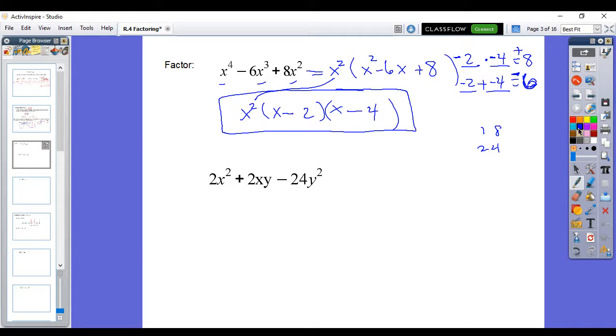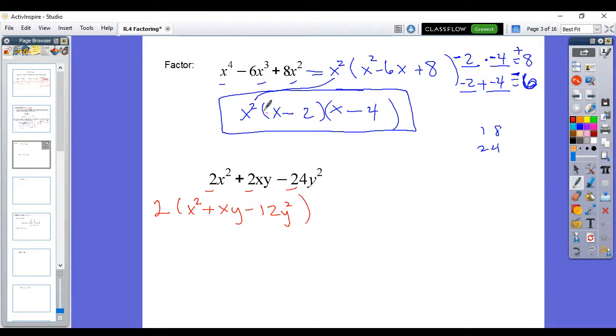Alright, so you guys go ahead and pause and try this one right here. So when we're doing this, same thing as always. Can we take anything out of this? Numerically, yes. We all can take out at least a 2. Can we take out x's? Nope. Can we take out y's? No. So 2. So by doing so, we're left with x squared plus xy minus 12y squared.